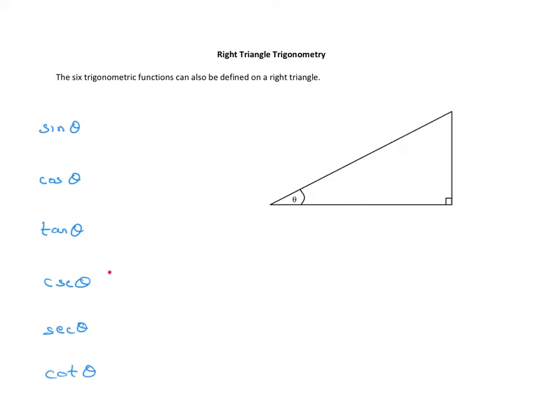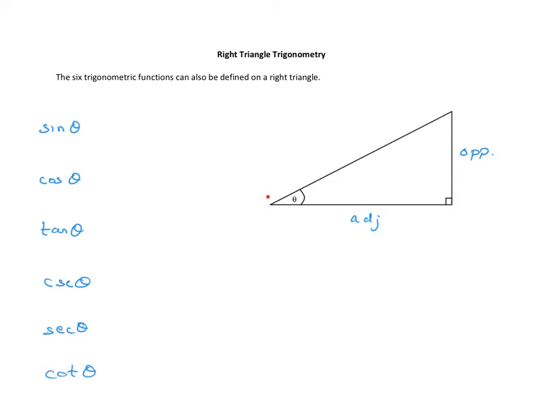These 6 trig functions can be defined off of a right triangle instead of using a unit circle. So here I have a right triangle with this one right angle, and I've labeled this angle theta. I want to put a few other things on here. For starters, the side that is opposite the angle is called the opposite side, so I'll just put opposite abbreviated like this. This side here is adjacent to this angle, so I'll put ADJ for adjacent.